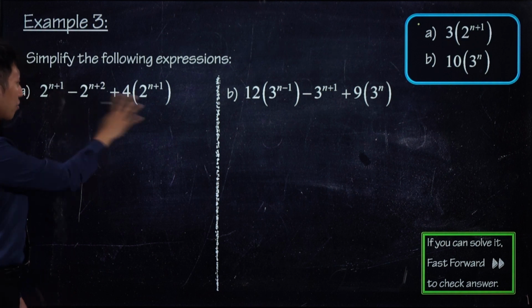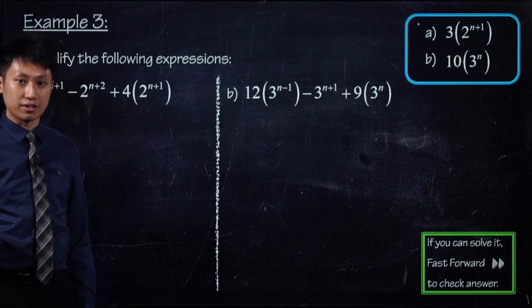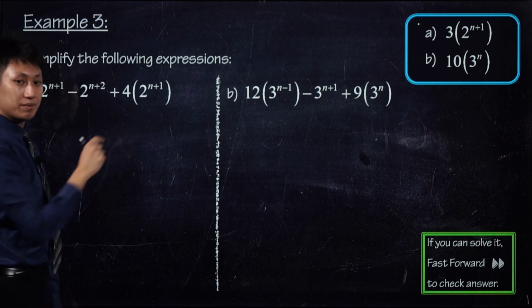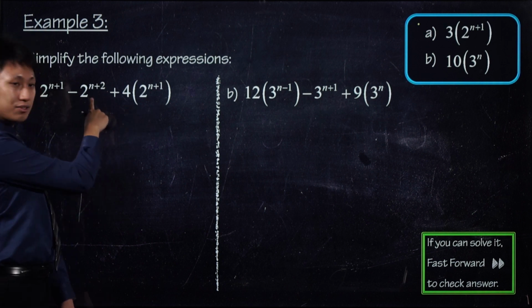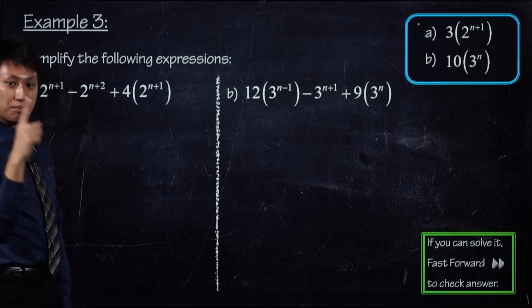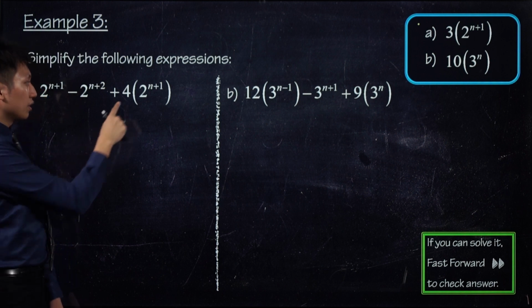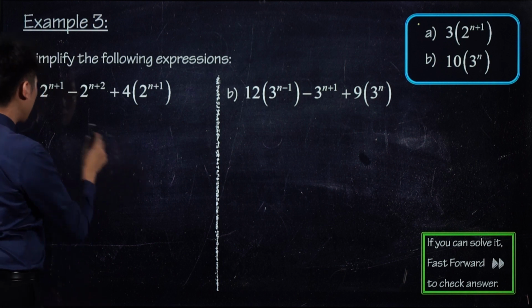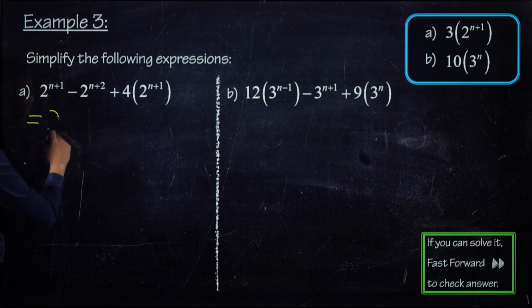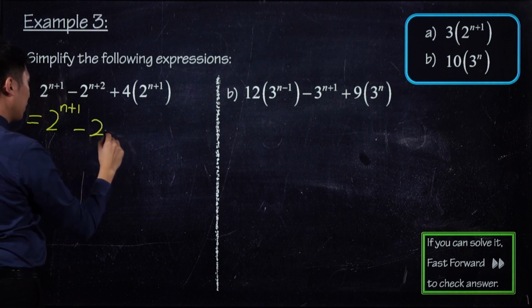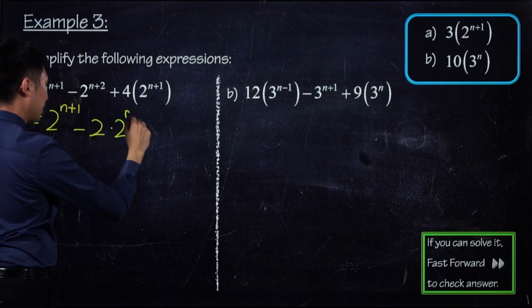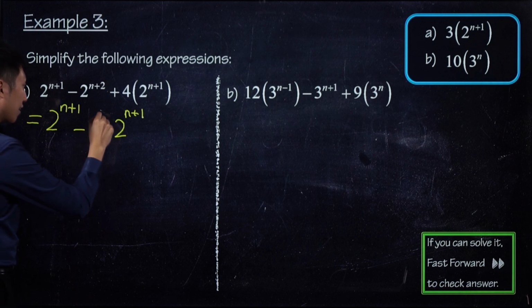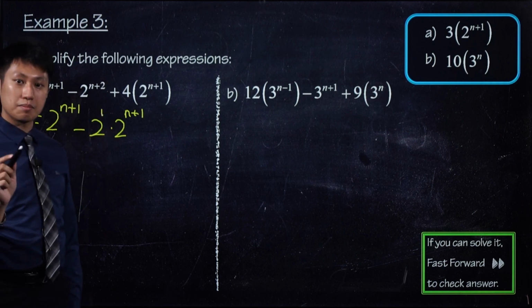So I see the common factor here is 2 to the power n plus 1, right? Since all of them have 2 to the power n plus 1, but this one has an extra power by 1, so you can just do 2 to the power n plus 1 multiplied by 2, right? Okay, so I'm going to do this: 2^(n+1) minus 2 times 2^(n+1). I write a 1 here so that you can see what's happening here.